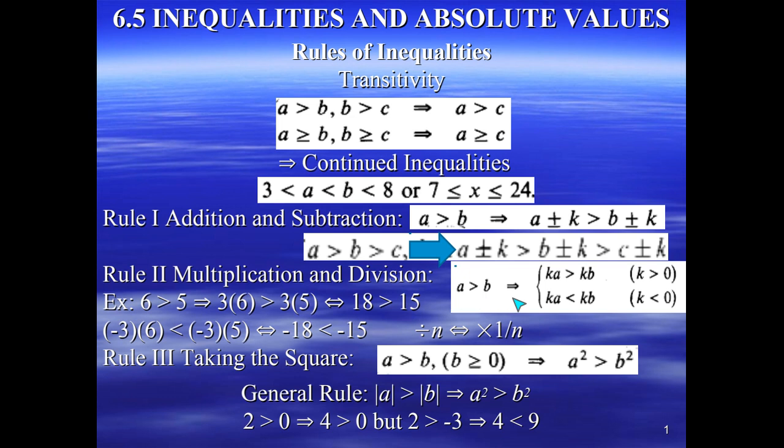Just pay attention. As an example, we can see 6 greater than 5. So 3 times 6 is greater than 3 times 5, which is 18 greater than 15. This is the normal course of things. But if we multiply 6 greater than 5 by minus 3 on both sides, then we obtain minus 3 times 6, which is minus 18, less than minus 3 times 5, which is minus 15, you see? And it is the same for division as well.